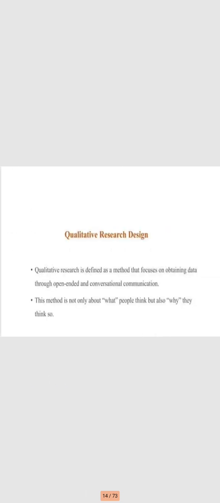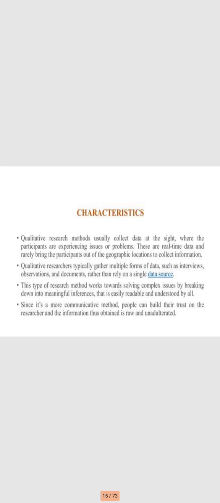So next is qualitative research design. Qualitative research is defined as a method focused on obtaining data through open-ended conversations and communication. This method is not only about what people think, but also why they think so. So, characteristics of qualitative research. Qualitative research methods usually collect data from the sites where participants are experiencing issues or problems. These are real-time data.